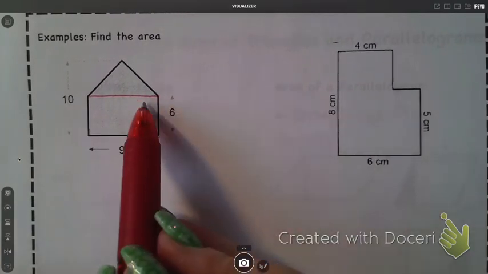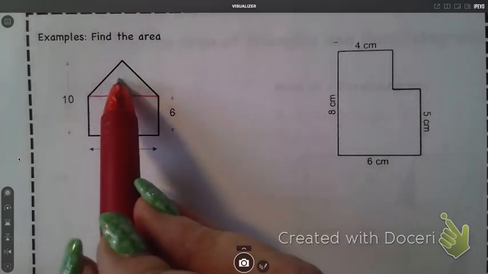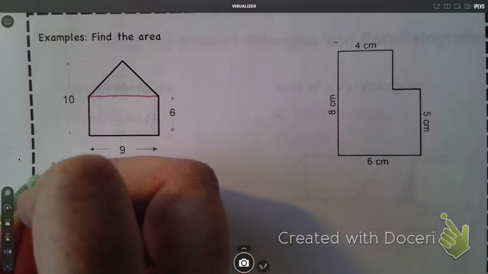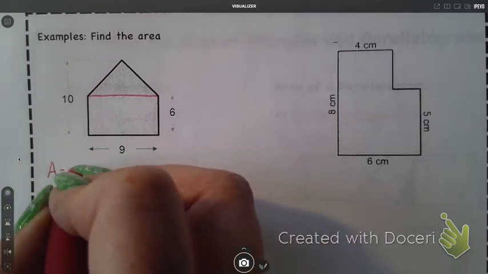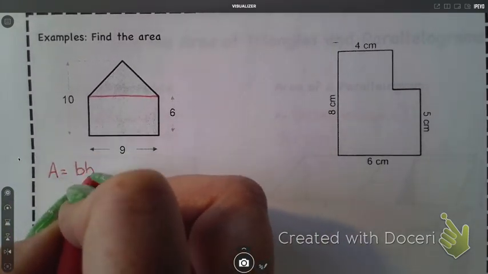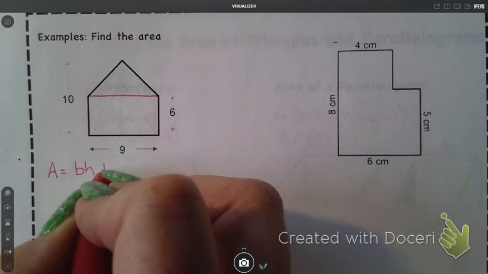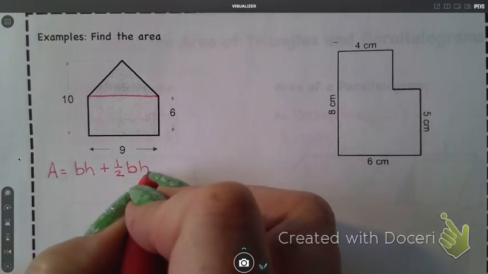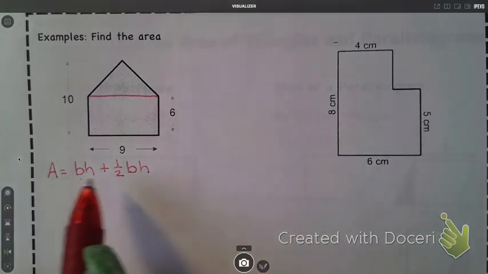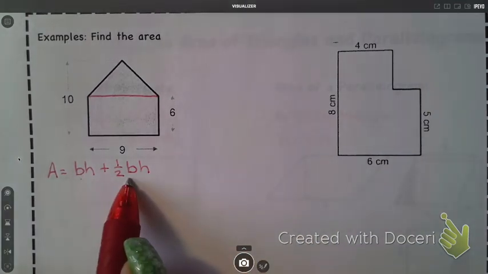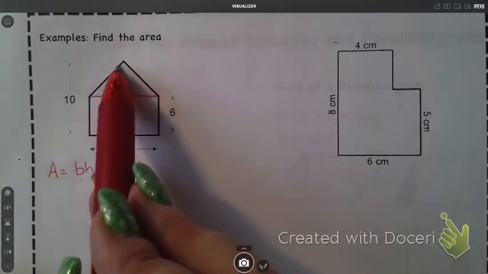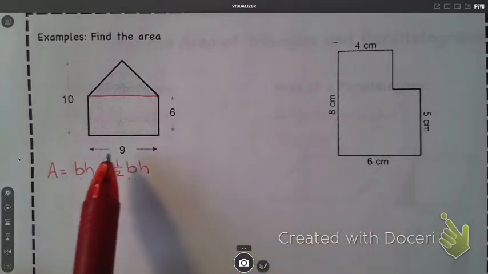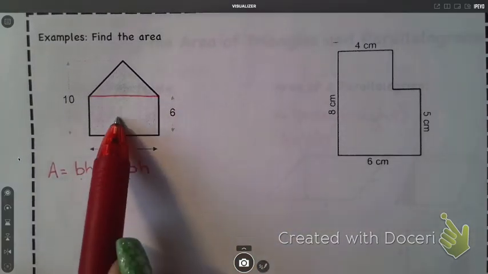So I'm going to take the area of the rectangle and add the area of the triangle. So I always write a plan. So area is going to equal base times height, area of the rectangle, plus 1/2 the base times the height. So rectangle plus triangle, correct? Okay, so we need to figure out some things about this triangle. What is the base? How long? 9, because this is 9 down here, it comes up, and this is 9.